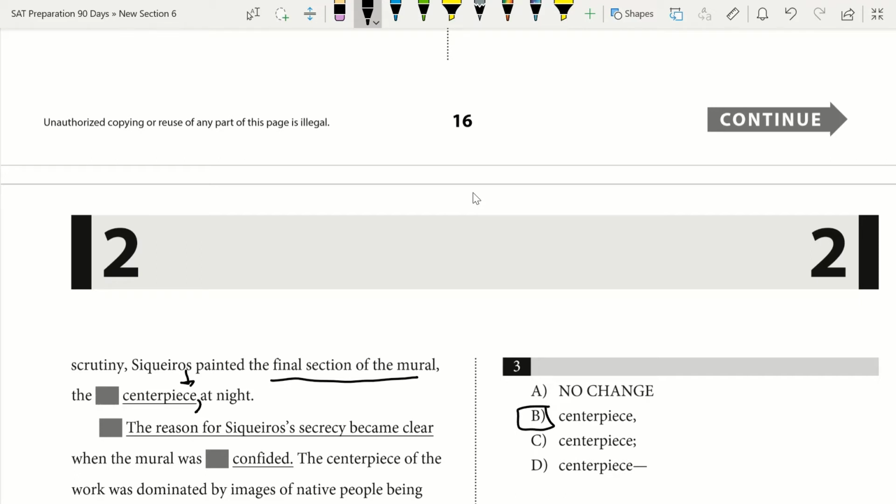How do I know that? Well, I have "painted the final section of the mural," and then I have a comma, and then I have "the centerpiece," "at night." If we take the centerpiece out, then that sentence still makes sense, because it was "Sequeiros painted the final section of the mural at night." Therefore, since we have a comma there, we have to have a comma after centerpiece because it's non-essential and it can be taken out. We have to match the comma we use there with one after the word centerpiece. So our answer for 3 will have to be B.